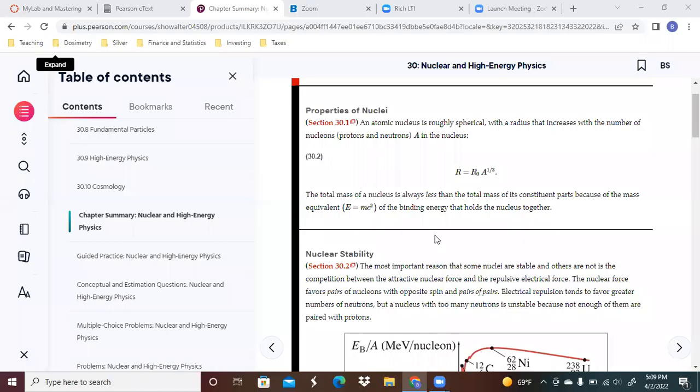This is going to be the lecture over chapter 30. This is going to be section 30.1. We're going to be looking at properties of nuclei.